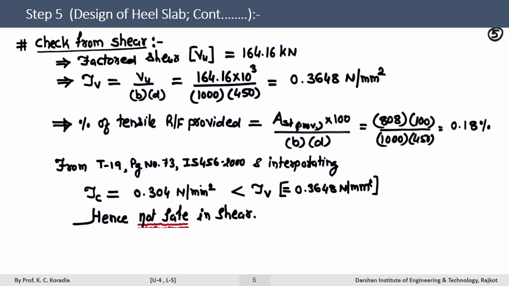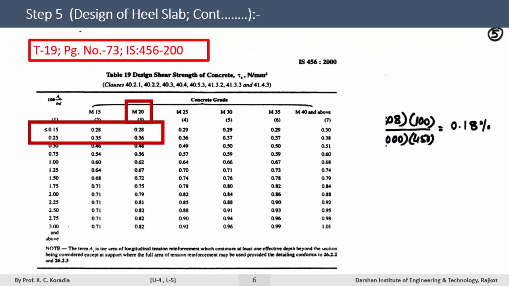Steel which we have provided as a tensile reinforcement is 808 mm square per meter. In percentage form, this value will be equal to 0.18%. Again, using table number 19, page number 73, given in IS 456-2000, that is this table, we are supposed to interpolate between these two values, that is 0.15 and 0.25. Our value lies somewhere between these two values, that is 0.18.